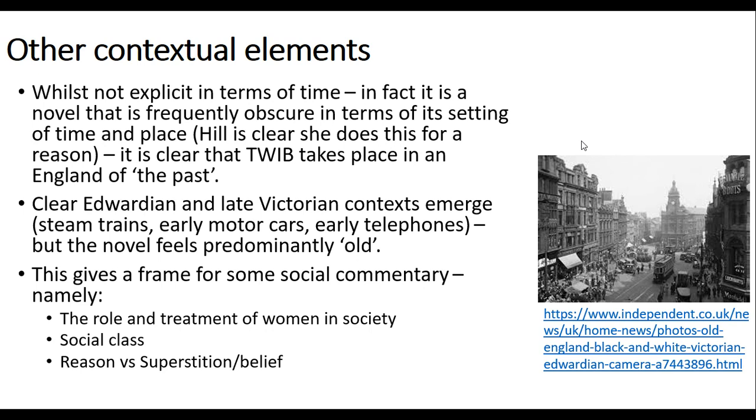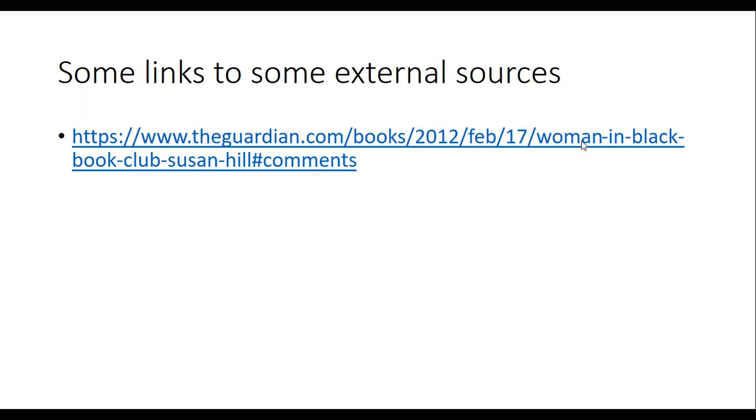Social class. People's perspective of people from different backgrounds. Arthur, in particular, carries a certain set of social prejudices. And the idea of reason versus superstition and belief. Arthur himself is something called a rational protagonist. He is an educated man of science who does not believe in ghosts. And this mindset is in part something that is responsible for his downfall.